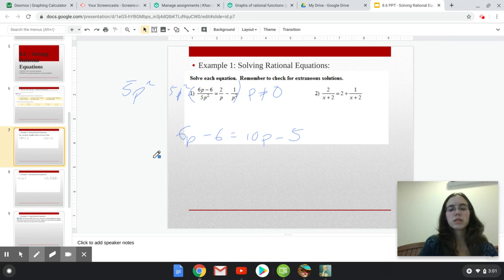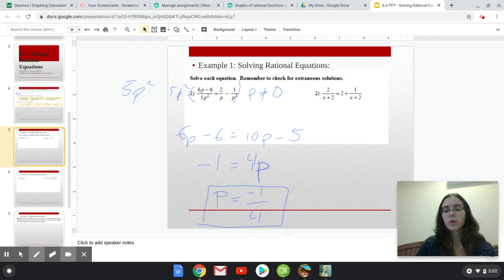Let's subtract 6p from both sides so I don't have to deal with negatives. So I'm going to have 4p. And then I'm going to add 5 to both sides, so I have negative 1. And then I'm going to divide by 4, so I have p equals negative 1/4. Negative 1/4 is very much not 0, so this is not an extraneous solution. So this is my answer, and I'm done.